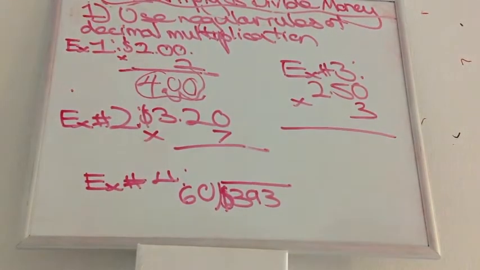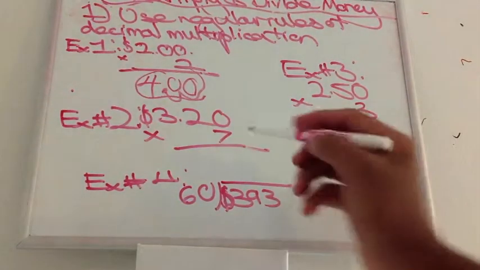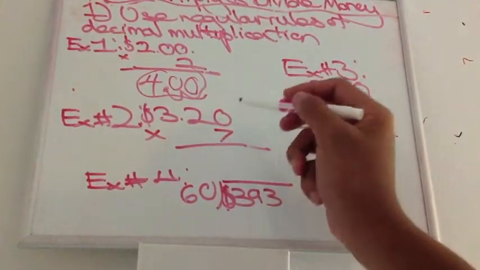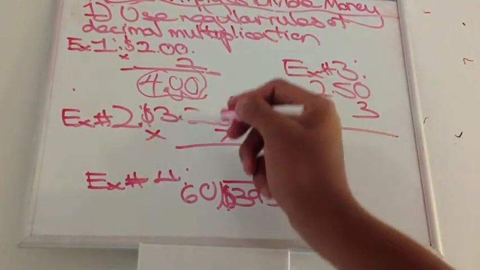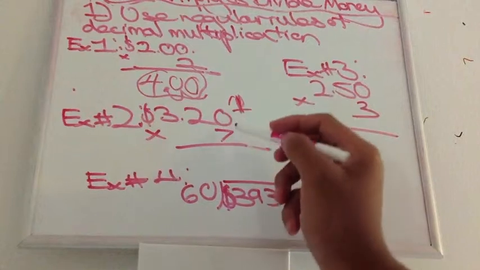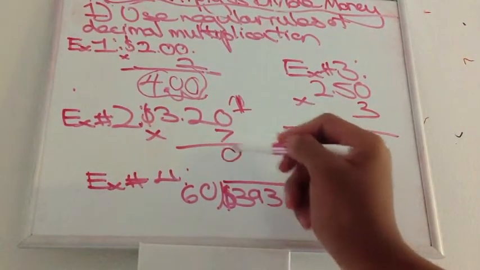Let's look at example 2. $3.20 times 7. Let's say you make $3.20 in 1 hour. Now you want to find out how much you make in 7 hours. So if you make $3.20 in 1 hour, what you're going to want to do to get to 7 is multiply $3.20 by 7. So 0 times 7 is 0.